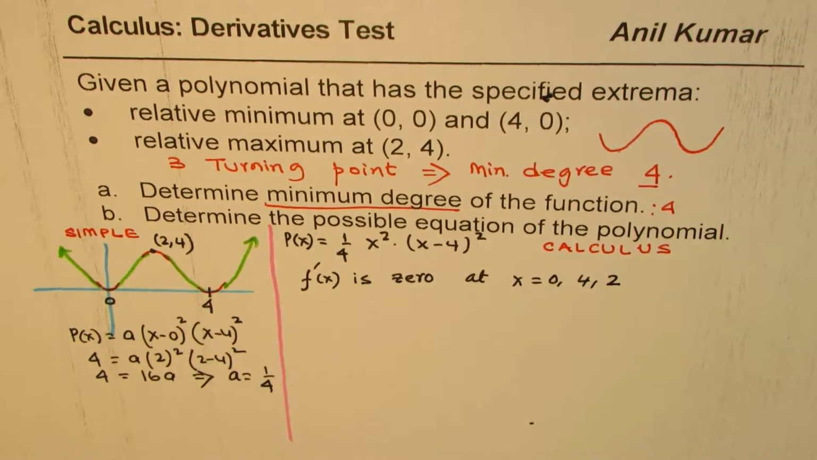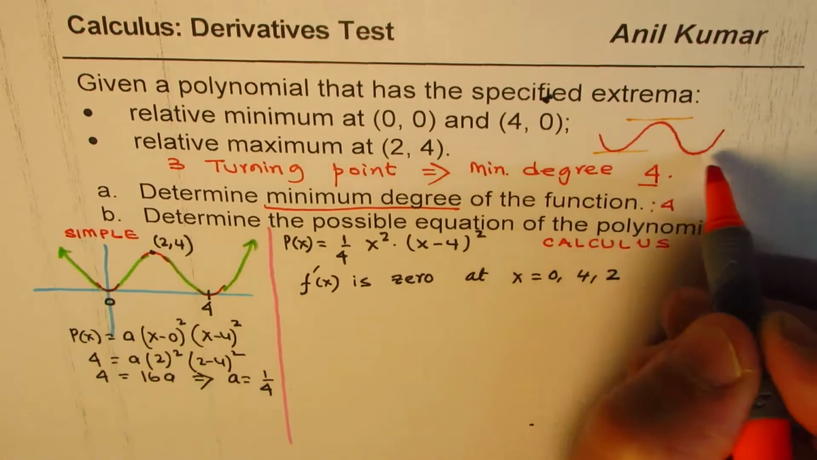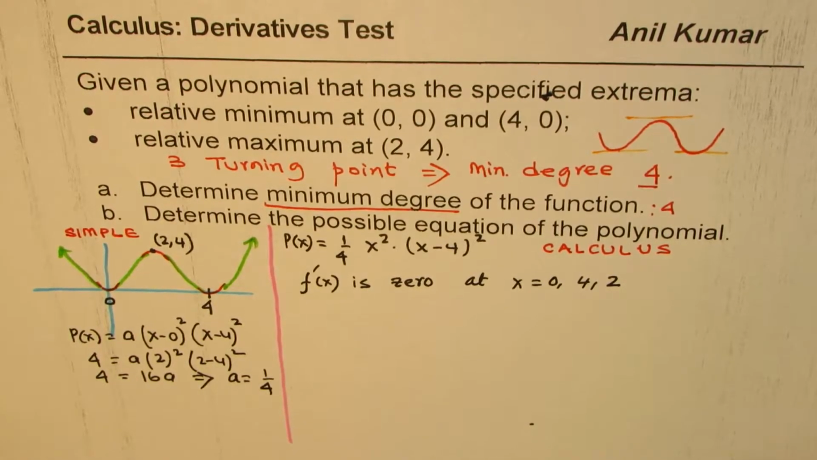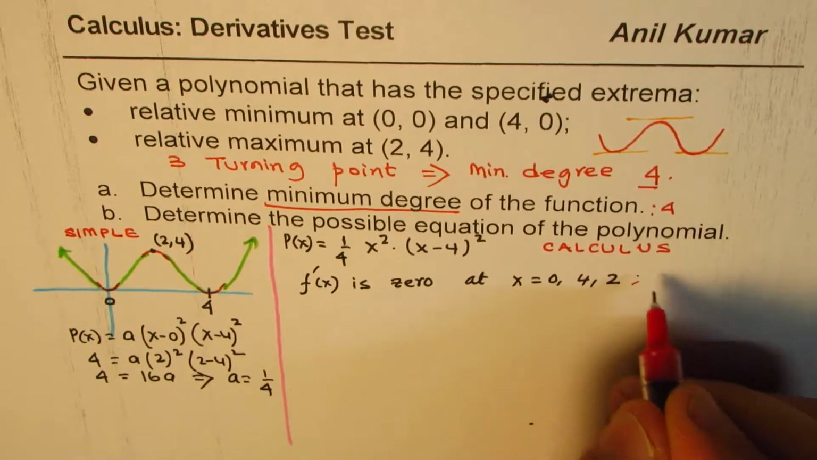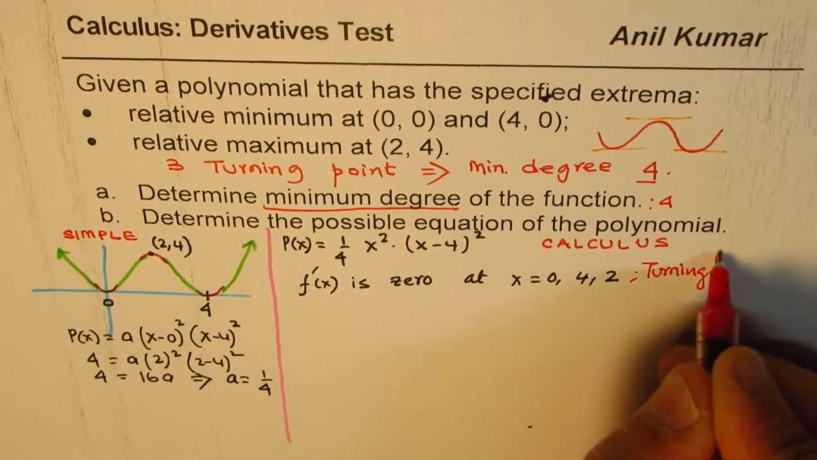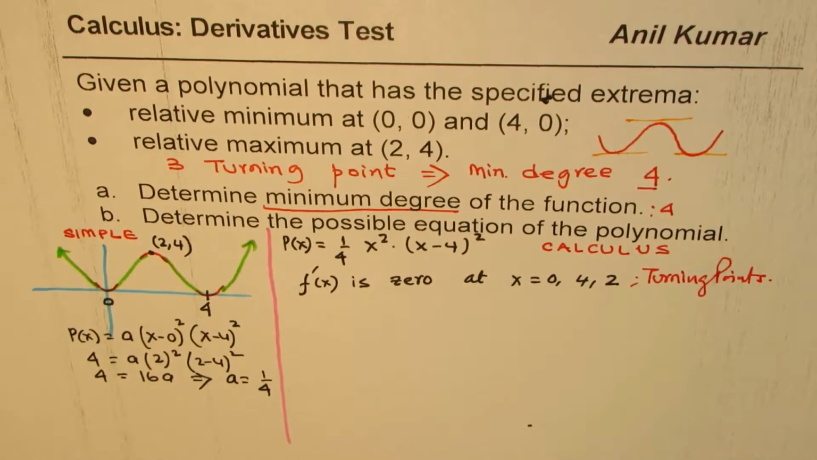That is to say that the tangent, derivative means tangent. If you draw a tangent at these points, it is going to be a horizontal tangent. You get my point? Since these are turning points, is that okay? So from here we'll work backwards.